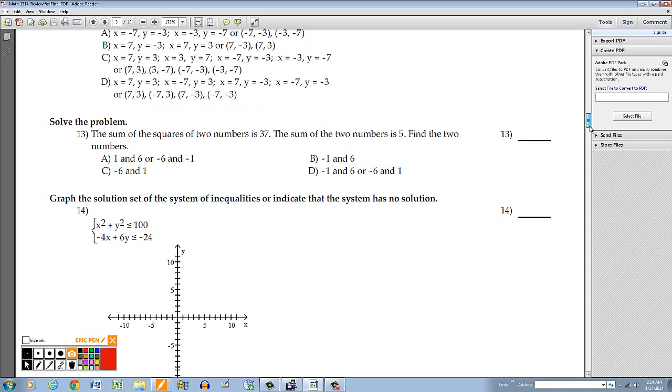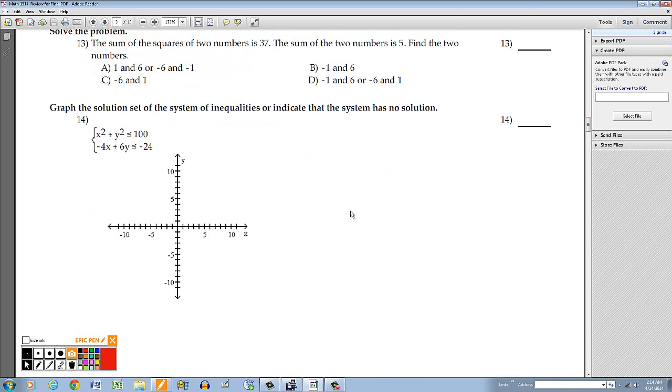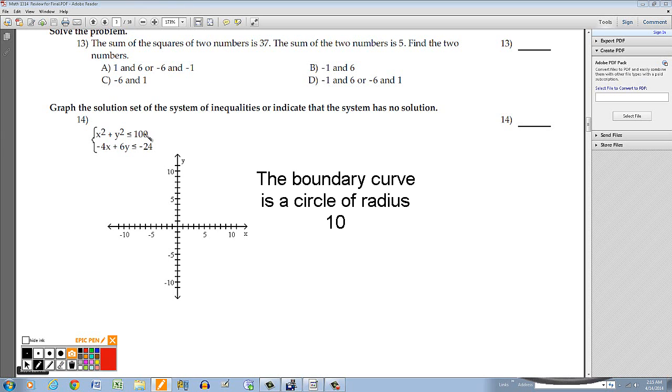Okay. Now, the next one, graph the solution of the system of inequalities, or indicate that the system has no solution. Okay, so let me kind of draw this for you. Here we have a boundary x squared plus y squared is equal to 100. So you should recognize that as a circle of radius 7. Let me just draw a circle. Okay, let's say that's a circle of radius 7.